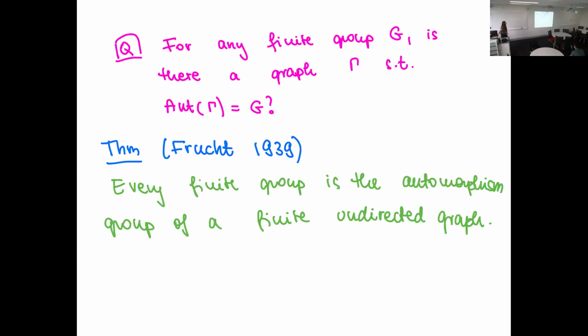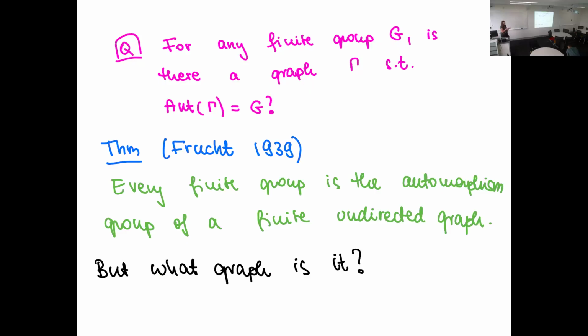Maybe. The answer is actually yes. So for every finite group, you can find a finite undirected graph so that your group is the automorphism group of that graph, which is quite nice. And it was proved quite a while ago. And you might ask, okay, so there is one, but what is it? Can we describe it so easily?